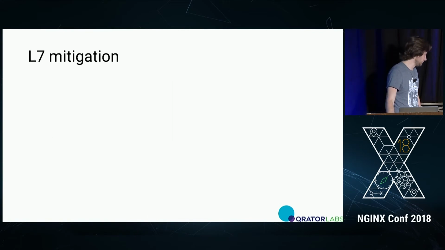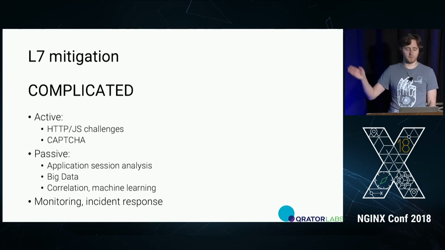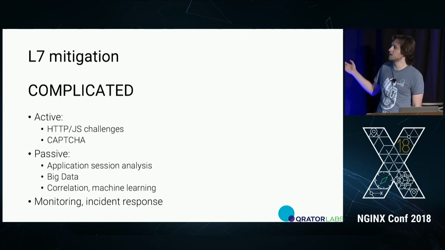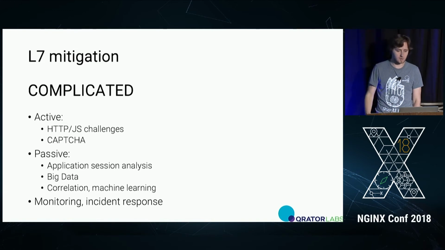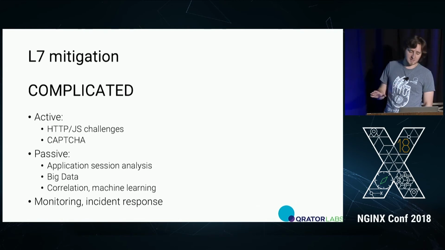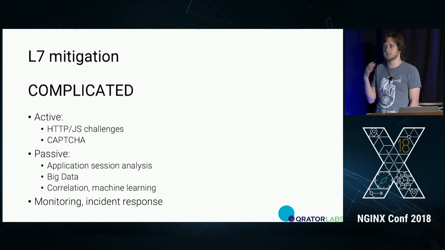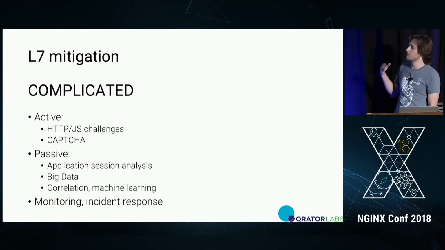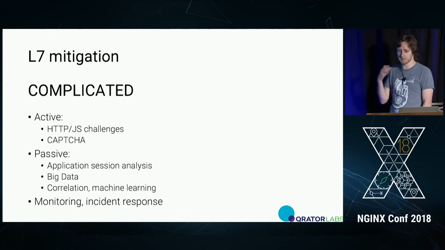So for the mitigation, it's complicated. For the active phase, you may use JavaScript challenges and CAPTCHA, but we've discussed that before. Sometimes they are of no use. And for passive stuff, you may use application session analysis, tracking your users, machine learning, and monitoring, but it's complicated to implement.